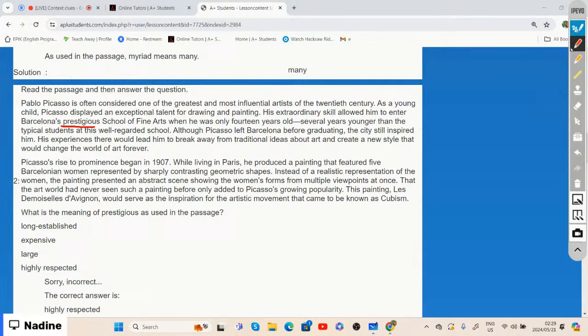This painting, Les Demoiselles d'Avignon, I don't speak French, would serve as the inspiration for the artistic movement that came to be known as Cubism. So we now need to say what the meaning of the word prestigious is. Prestigious.